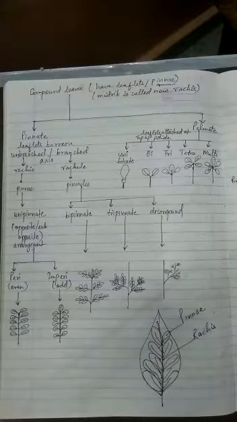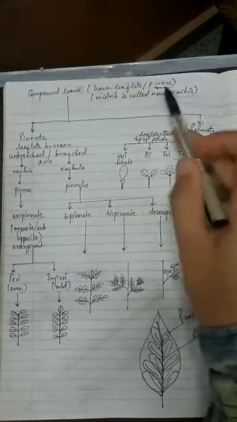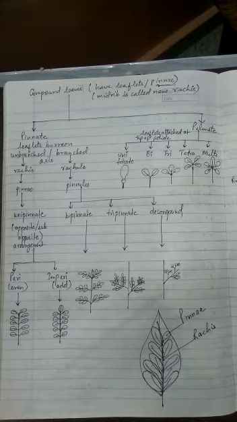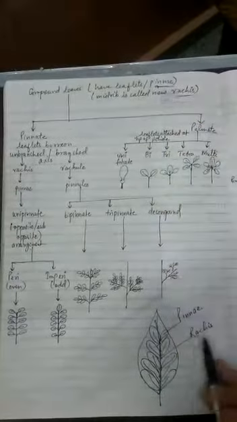So how will you define a compound leaf? A leaf is called a compound leaf when the lamina is completely divided into distinct segments called leaflets, also called the pinnae. And in such leaves, leaflets are distinct and free from one another and joined to the midrib. Now the midrib is called the rachis.